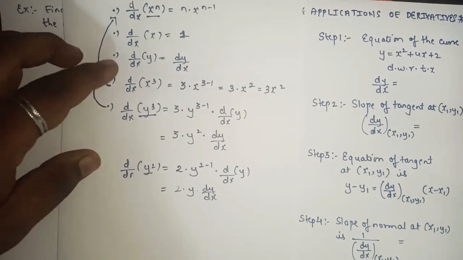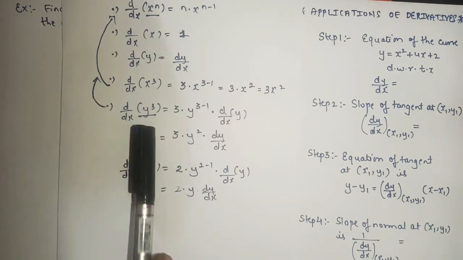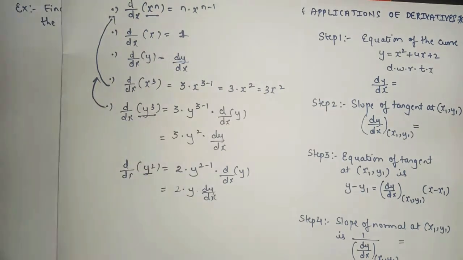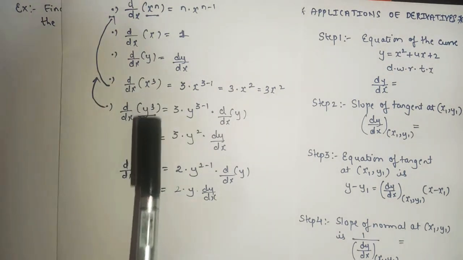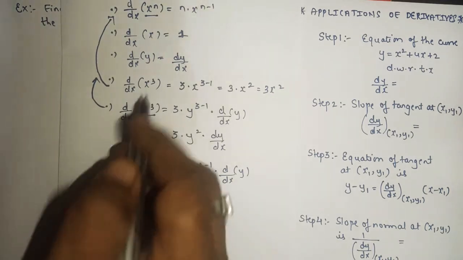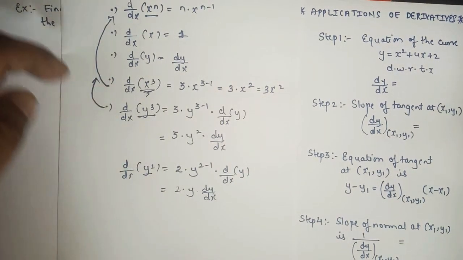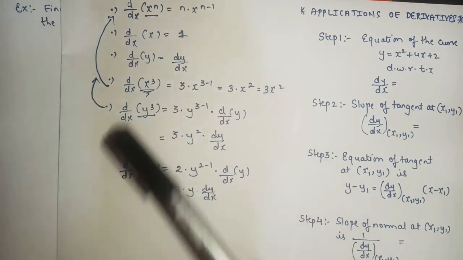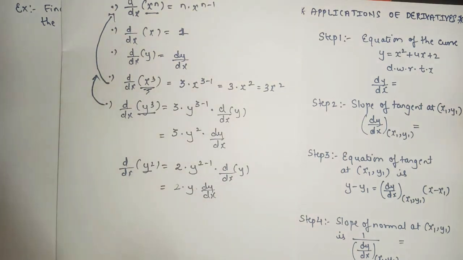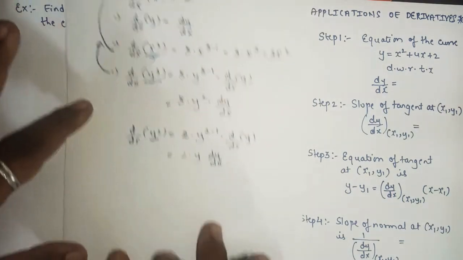So remember, whenever you have to find the derivative of y, it will be dy by dx. Whenever you have to find y square, y cube, you have to apply the chain rule, as here x is replaced by y. There it was x only, so we directly applied the formula of x raised to n. But remember, if x is replaced by y, you have to apply the chain rule. These are the basic things you have to remember while solving derivatives. Okay, that was point number one.